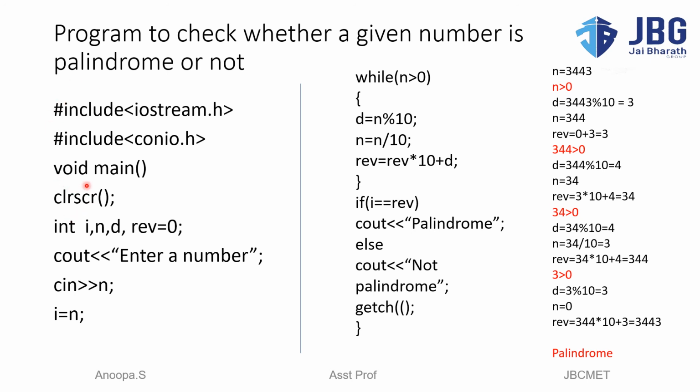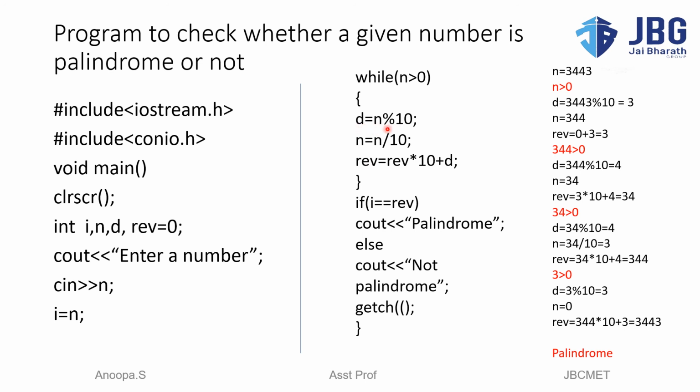So main program starts. You should clear the screen and int reverse equal to 0. Enter a number, scanf in n. Okay. Here I am getting a number to check. That's why it is initialized to integer and I am getting a number in n, and i equal to n. I am copying that number to a particular variable i. Then while n is greater than 0, I should perform this much. What am I performing?